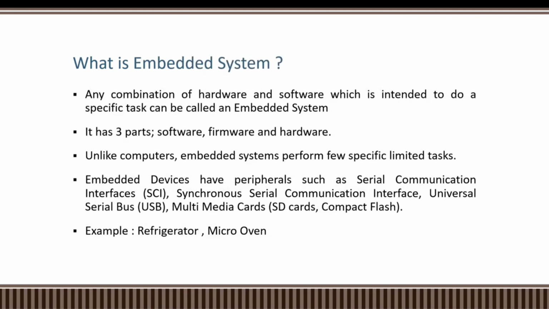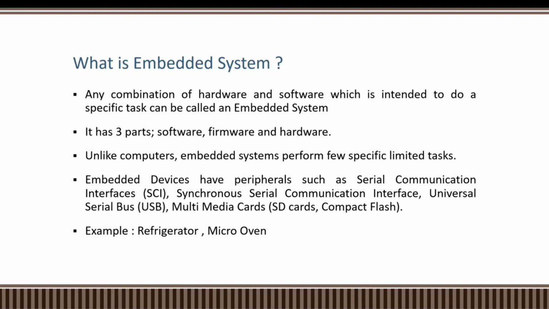Moving on, what is an embedded system? Any combination of hardware and software which is intended to do a specific task can be collectively called an embedded system. So, an embedded system has three parts, that is software, firmware, and hardware. Unlike computers, embedded systems perform a few specific limited tasks.